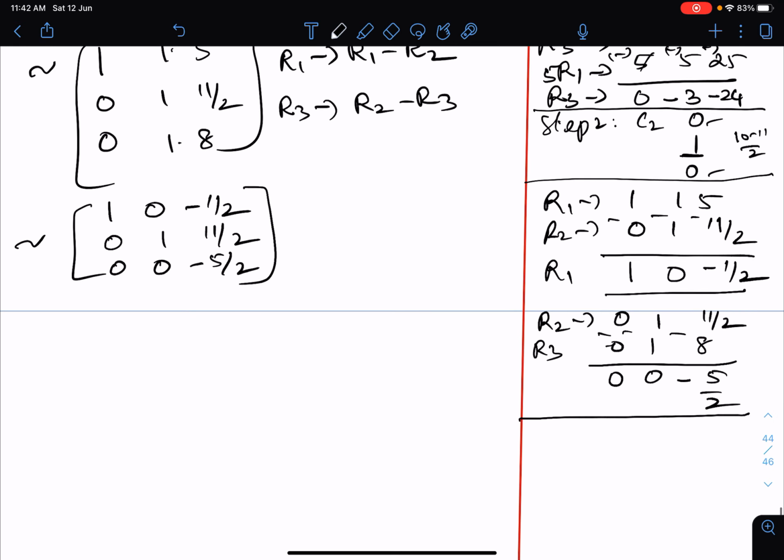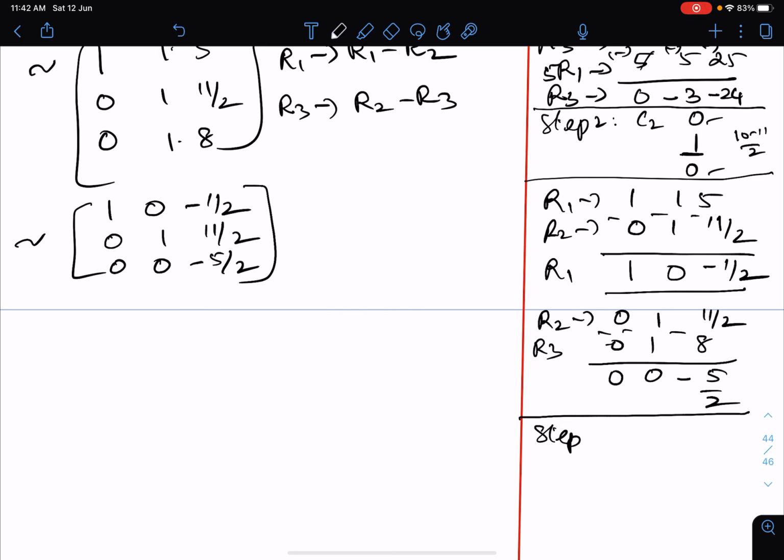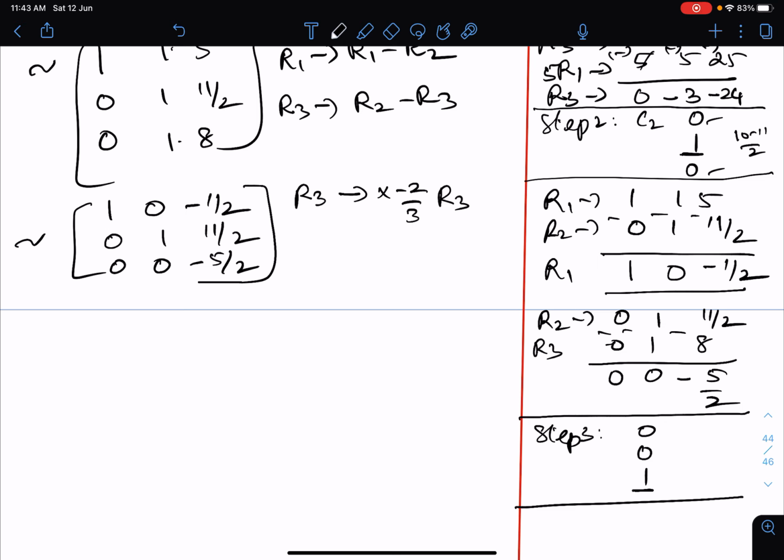Okay. Next you are going to come to step 3. What is going to be your step 3? Your last column 0, 0, 1. So first you are going to bring this 1. That means you are going to change this minus 5 by 2 into 1. So for that you have to multiply, isn't it? So R3 is going to change into multiplying by 2 by 5 into R3. Sorry, it's not 3, it is 2 by 5, that is the reciprocal of 5 by 2. So you will get the equivalent matrix 1, 0, minus 1 by 2, 0, 1, 11 by 2. And here 0, 0 and it is going to change into 1.